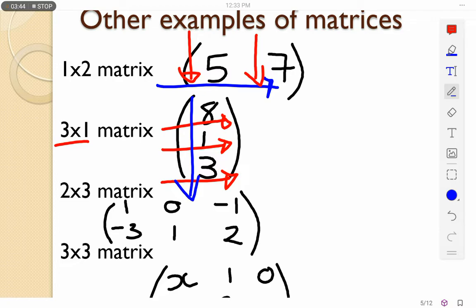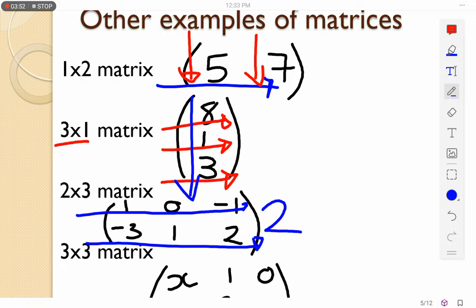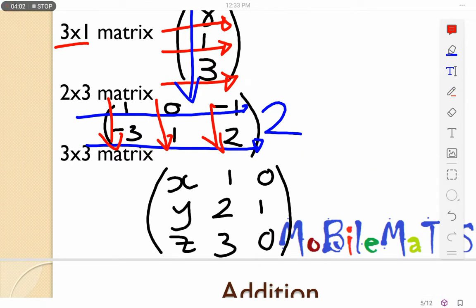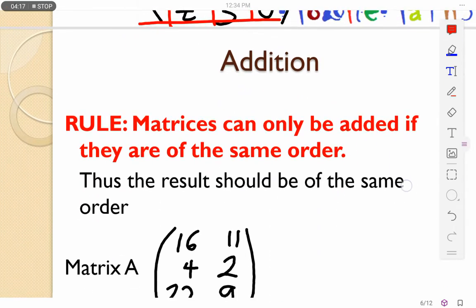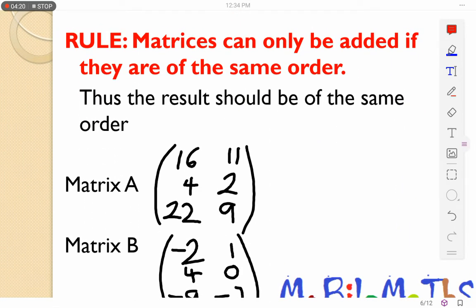Then the next one, I've got a 2 by 3 matrix. I've got 1 row and a second row, so I've got 2 rows there. Then the columns that I have, I've got 1 column, 2 and a 3. Okay, then the last example that I have is a 3 by 3 matrix. It's also a square matrix, like the 2 by 2 that we had, where we have got 3 rows and 3 columns. Now that we are familiar with that, let's look at an example.